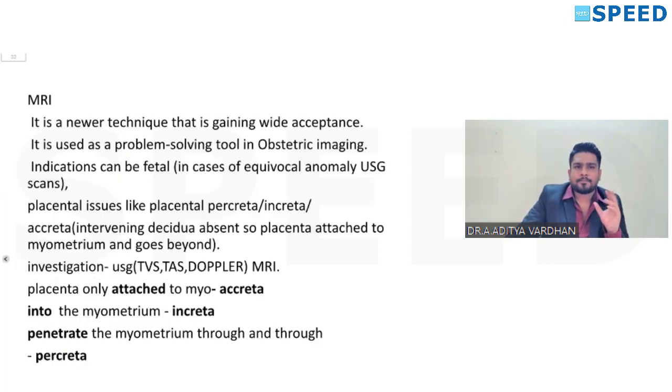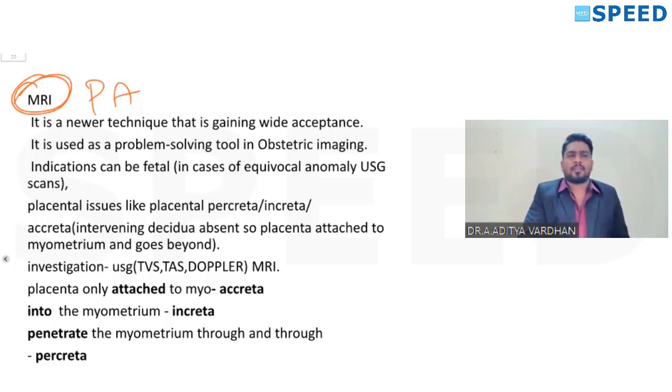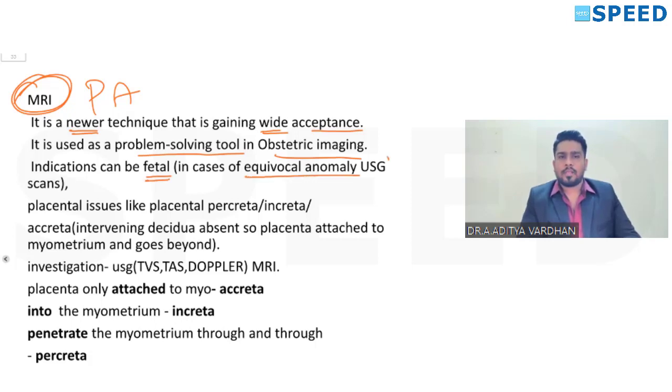Now we'll be decoding it. First I will tell you MRI. What is the role of MRI in placenta accreta, sir? It is the newer technique that is gaining wide acceptance in reproductive radiology related to females. It is used as a problem-solving tool in obstetric imaging when ultrasound is not able to give you much details. Indications can be fetal, in case of equivocal anomaly in ultrasound scans.